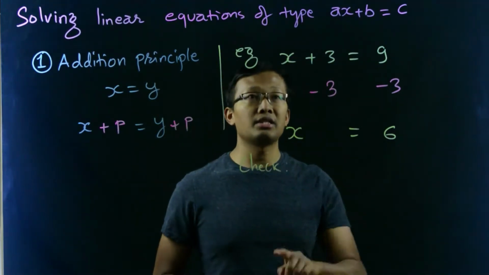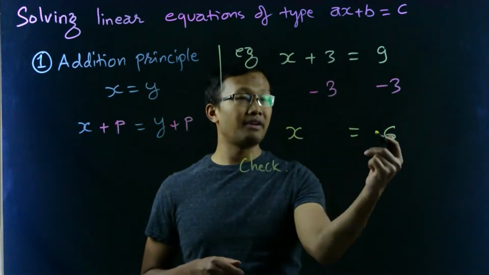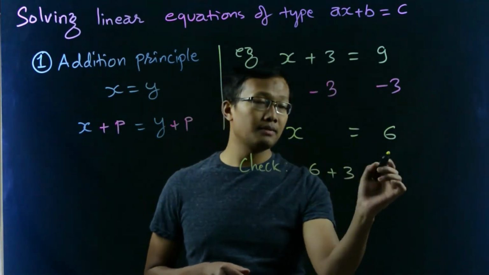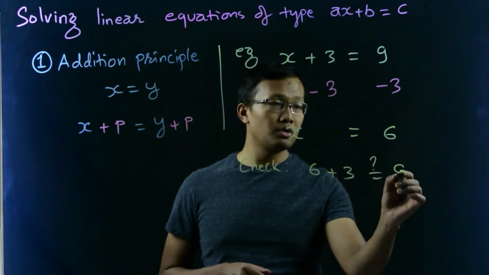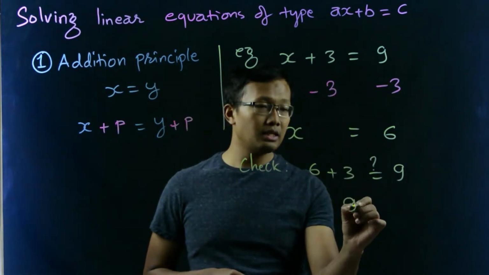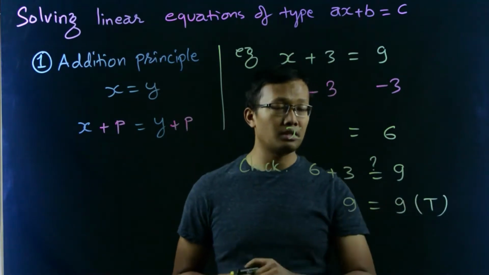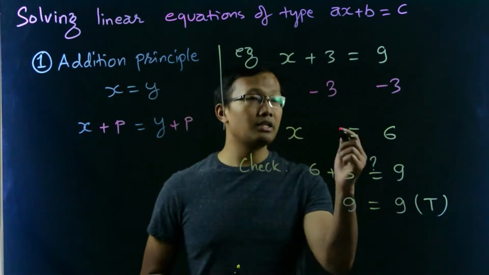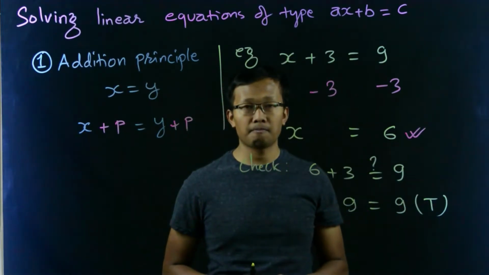The original equation is x + 3 = 9. So let us plug this value back into the equation, which is 6 + 3. We are not sure whether it equals 9 or not, but we know 6 + 3 is 9 and it equals 9. So this is a true statement. So we can say that x = 6 is the correct solution.